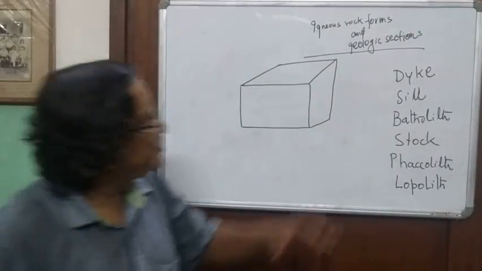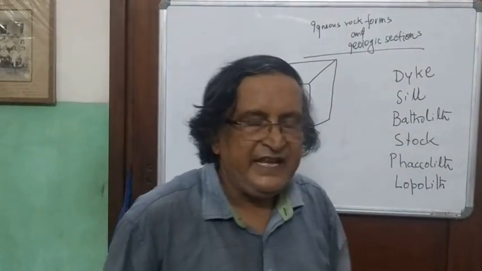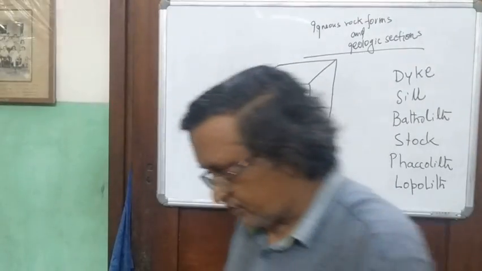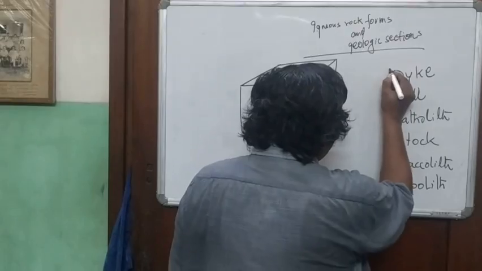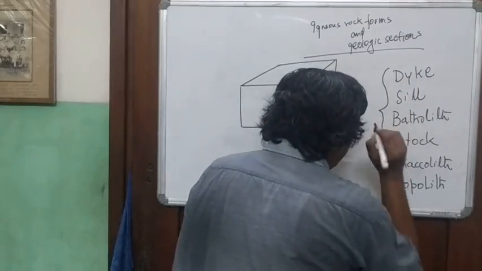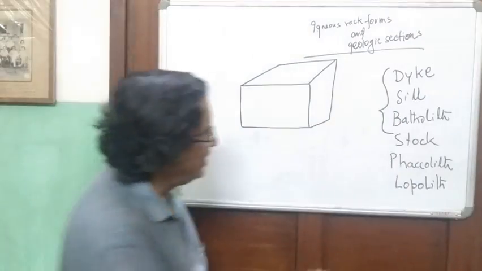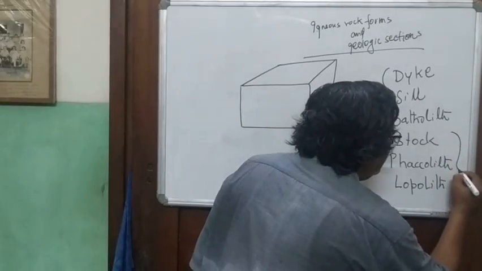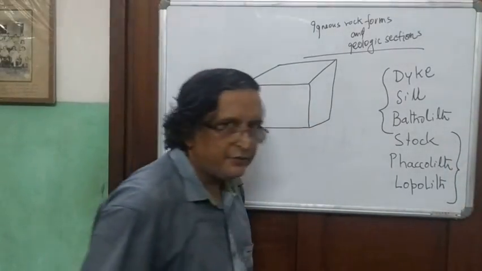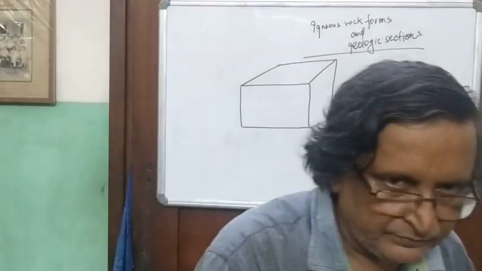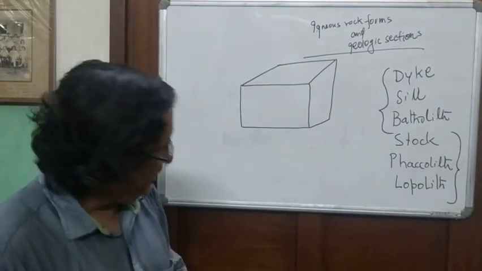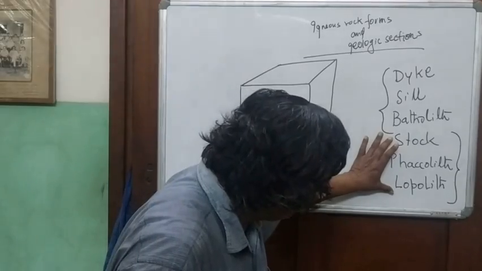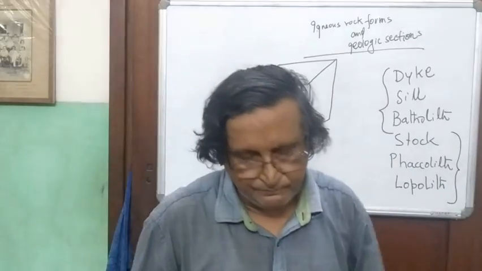These are forms of plutonic igneous rocks. I will tell you about these three. And these three you will have to learn yourself. Yes, I will tell you about these. You have to learn about stocks, laccoliths and lopoliths.